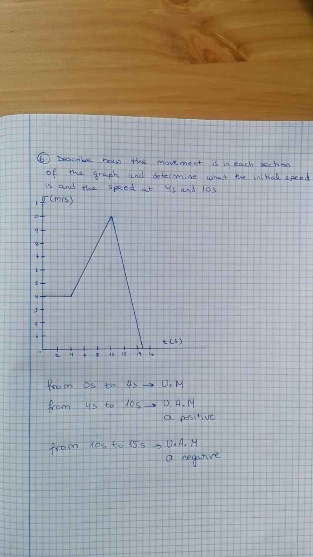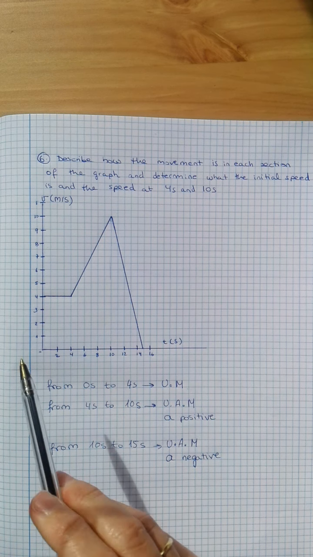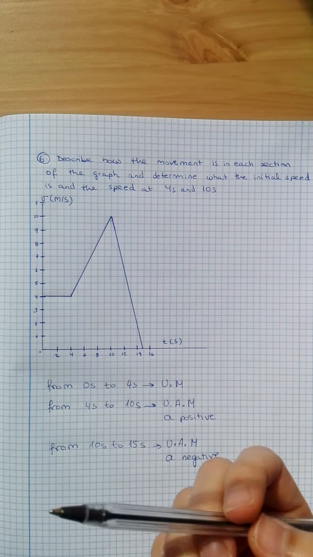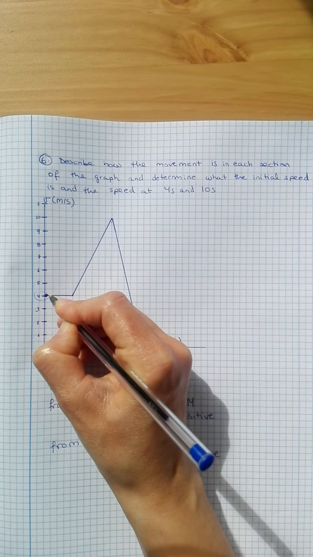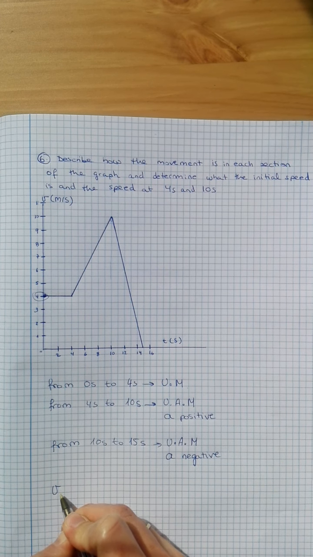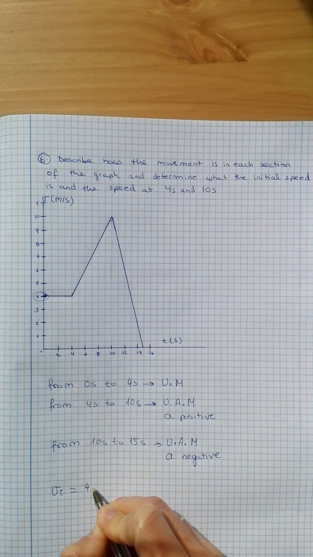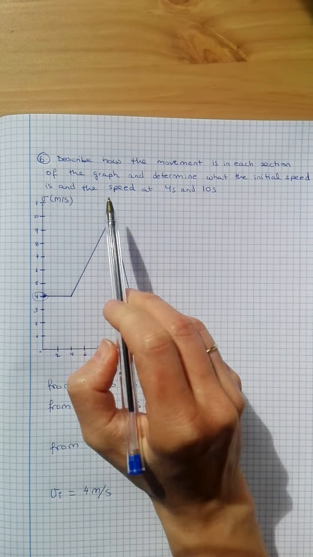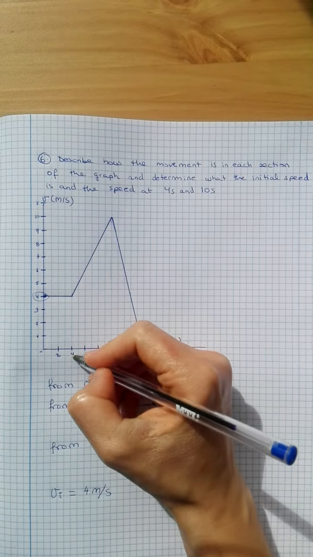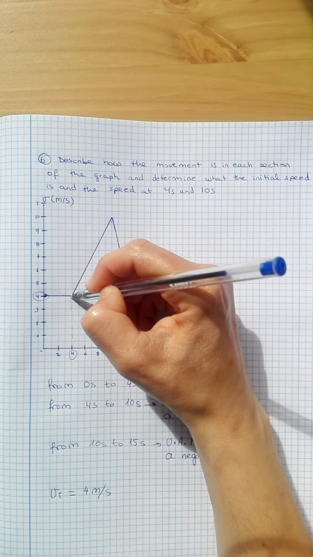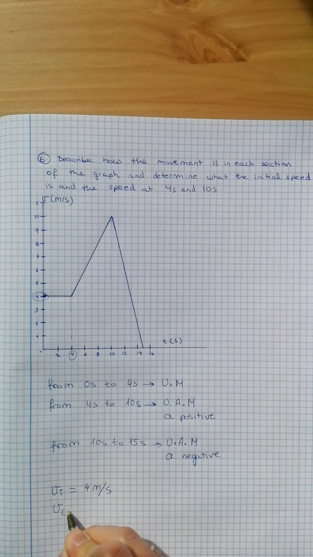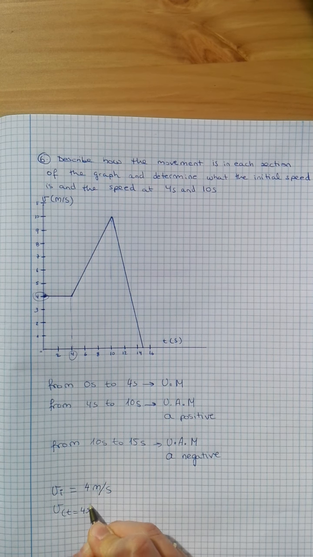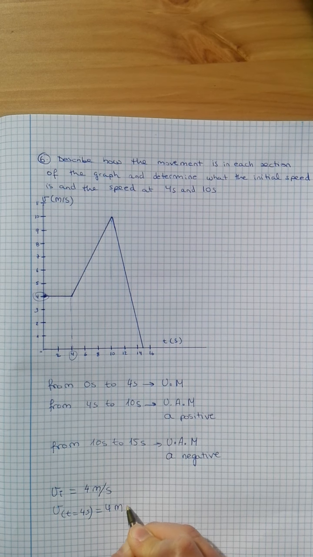What is the other thing they ask us? They ask about the initial speed, the speed at 4 seconds and the speed at 10 seconds. Okay, so the initial speed, the speed at the beginning, is 4 meters per second. Then the speed at 4 seconds. You go to 4 seconds, and then you see what is the value of speed that corresponds. And it is also 4 meters per second.